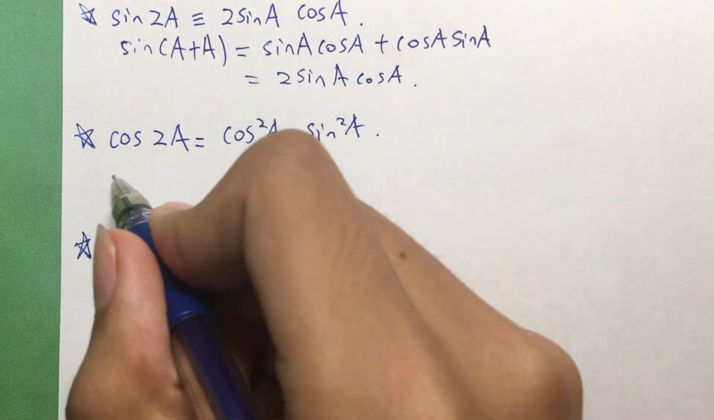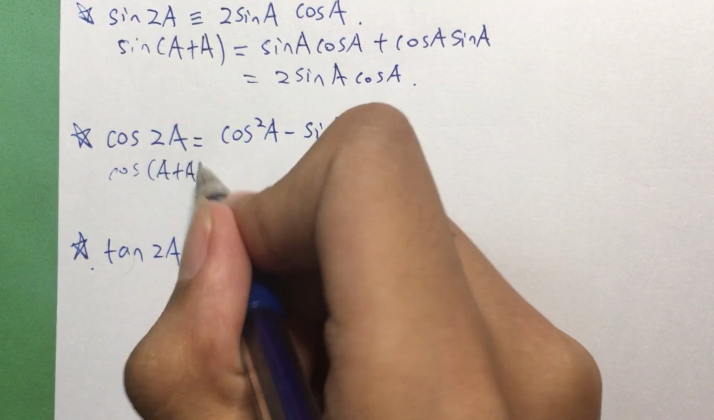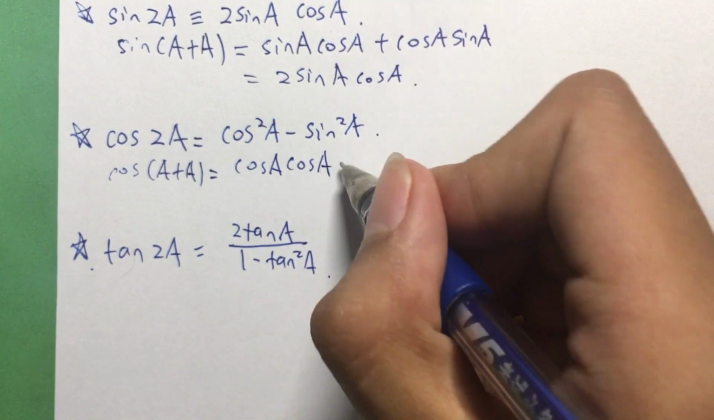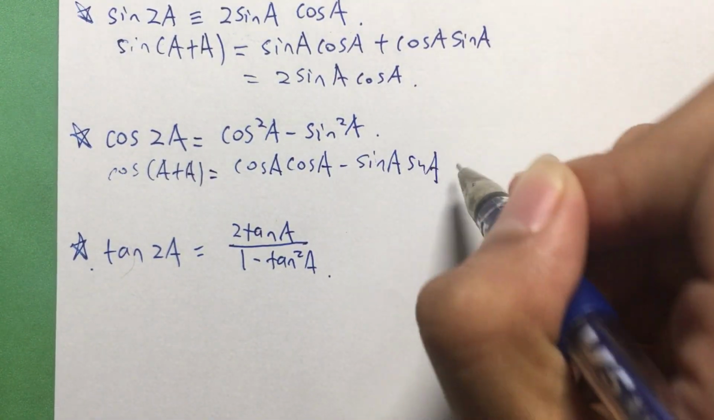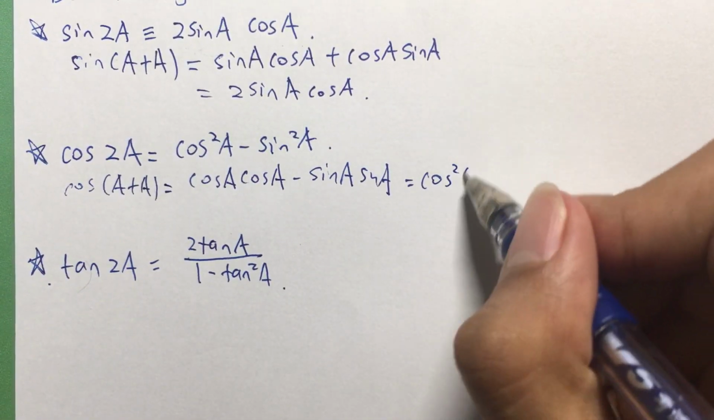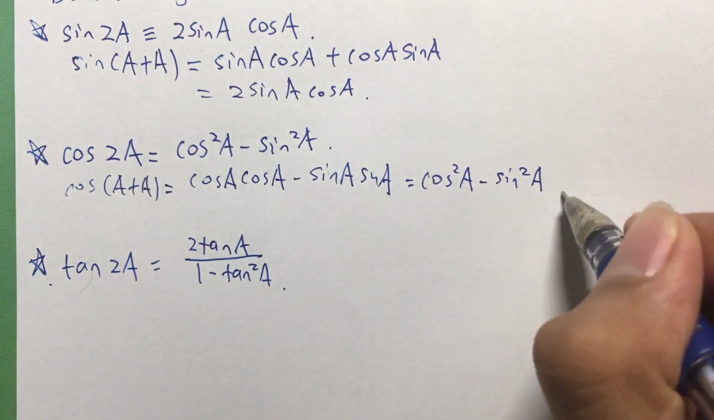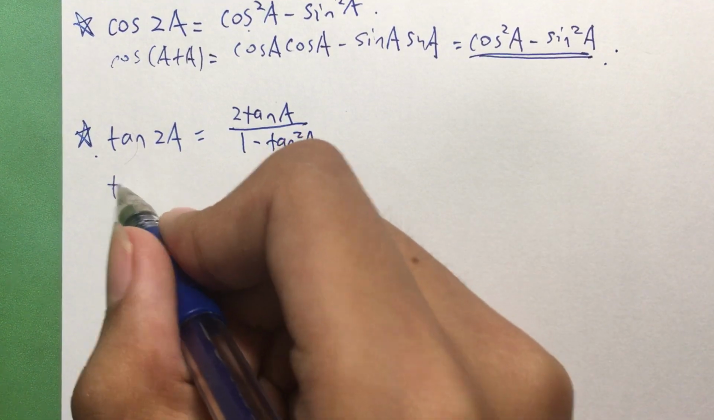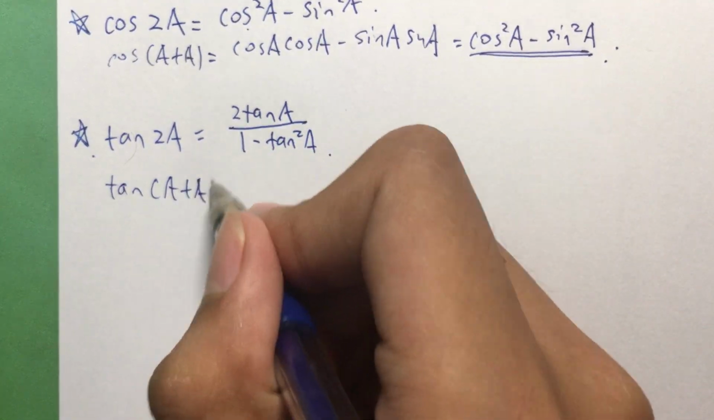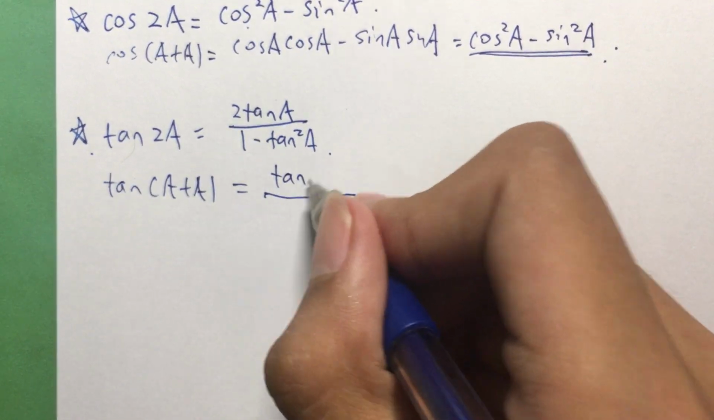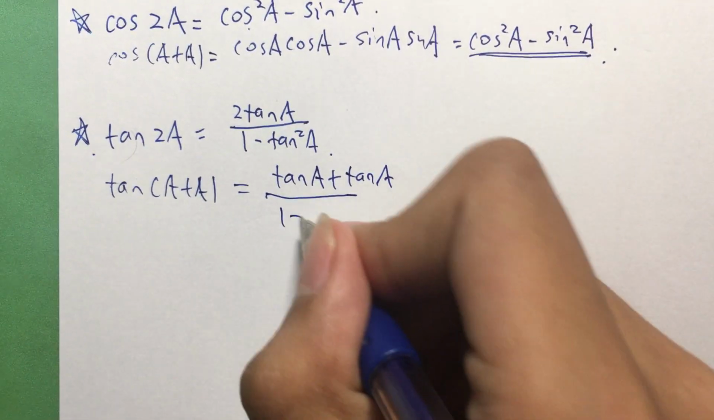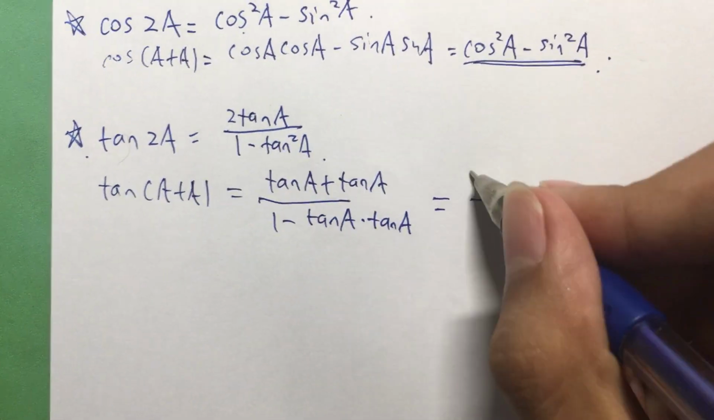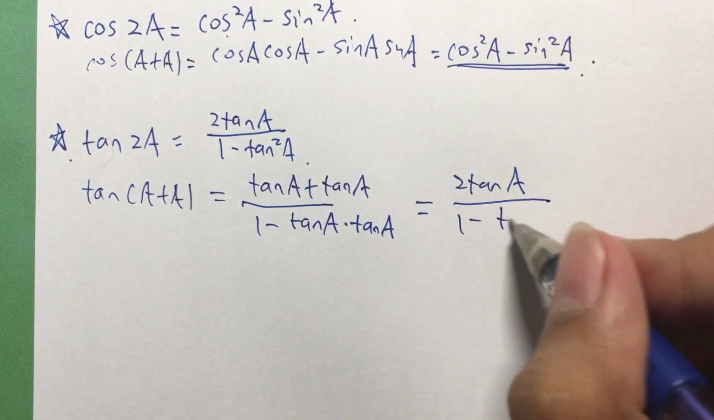And now let's do cosine 2a. We do the same thing. Cosine (a plus a) is equal to cosine a cosine a minus sine a sine a, which is equal to cosine squared a minus sine squared a. And we prove this. And for tangent, we still do the same thing, which is tangent (a plus a) equals (tan a plus tan a) over (1 minus tangent a times tangent a), which is equal to 2 tan a over (1 minus tan squared a).